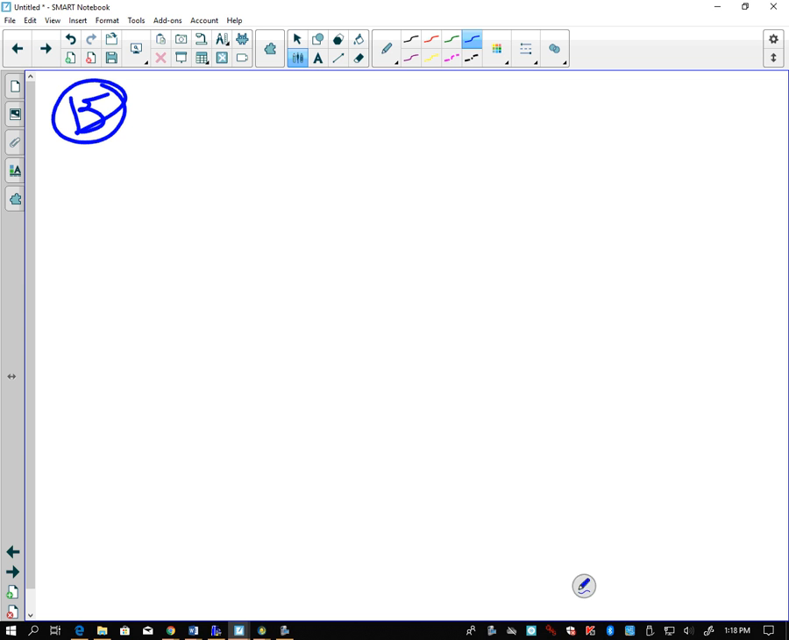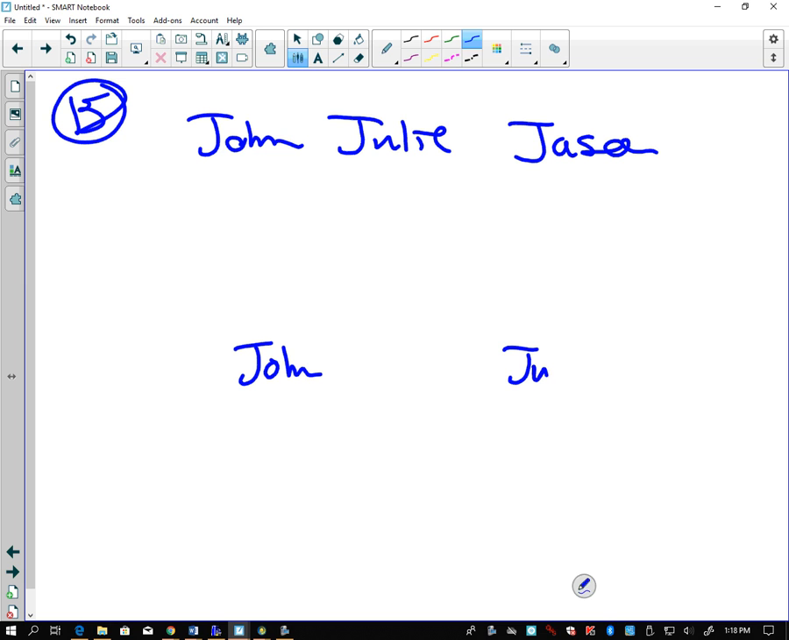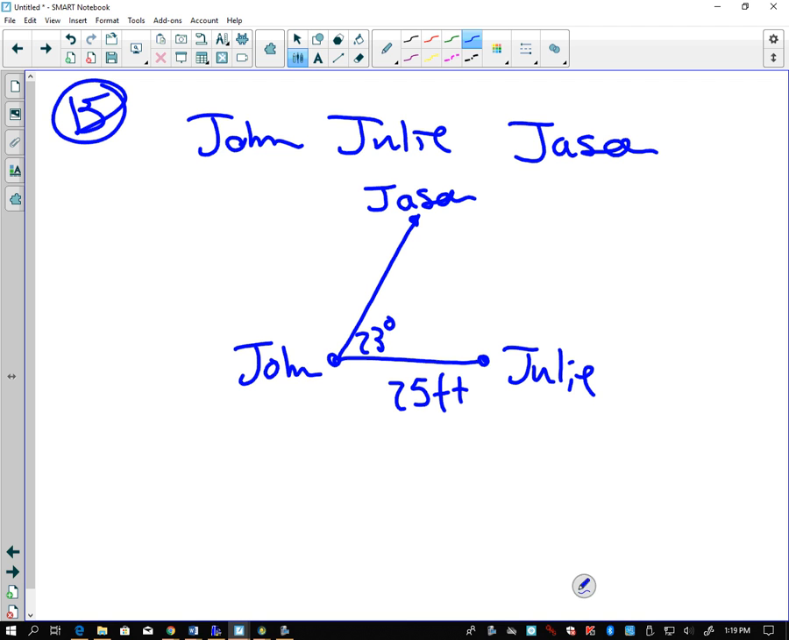This is where you get the John to Jason to Julie question. You guys have had this in class. Or do you remember what I'm talking about? So we've got John, Julie, Jason. Let's say we know that John and Julie are 25 feet apart. Here's John, here's Julie, and this distance between them is 25 feet. Then it may say the angle from Jason to John to Julie is 23 degrees, and the angle from John to Julie to Jason is 26 degrees.